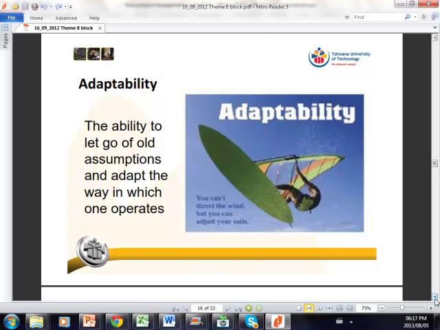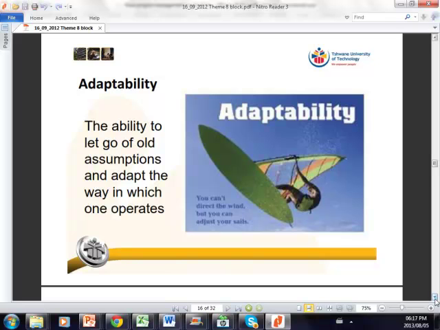So adaptability is about being able to let go of the assumptions and saying, okay, let's see what a graphic designer can bring to the party. And at the end of the day, you'll actually find that if I can be adaptable and I can listen to other people's point of view, we probably can get further in the project.